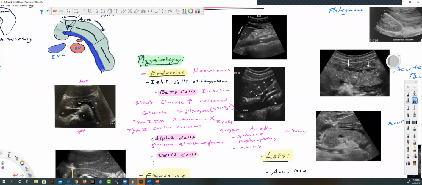And then delta cells, they produce somatostatin. Draw that anyway. Again. Somatostatin. I'm sorry about that, guys, today. Somatostatin. That actually it's an inhibitor. That inhibits both glucagon and insulin, and not to mention human growth hormone, thyroid stimulating hormone, and some others.